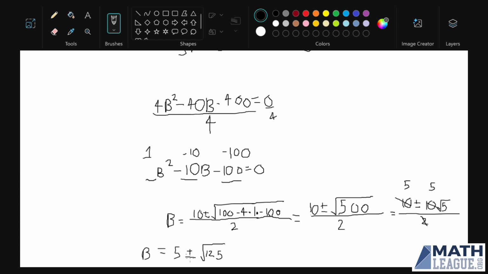And notice that if we turn this plus or minus sign into just a minus sign, we're going to get a negative result for B, and we can't pour a negative amount of paint. So this has to be 5 plus root 125, and 5 plus 125 comes out to 130, which is our answer.